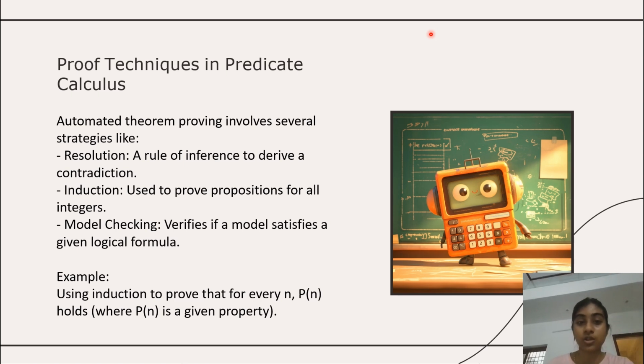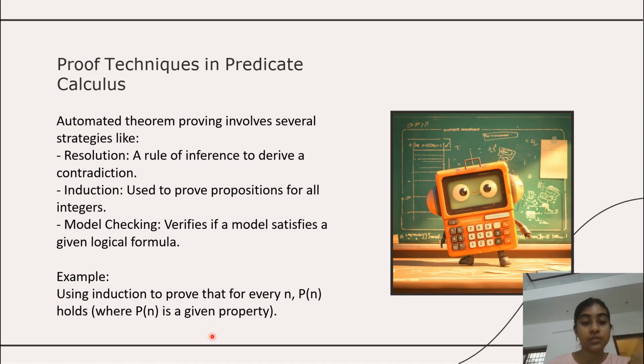So that's what resolution is. And induction is used to give us proofs for all the propositions. Model checking is used to refer to when a model satisfies a given logic formula. It is critical for validating software and hardware systems.